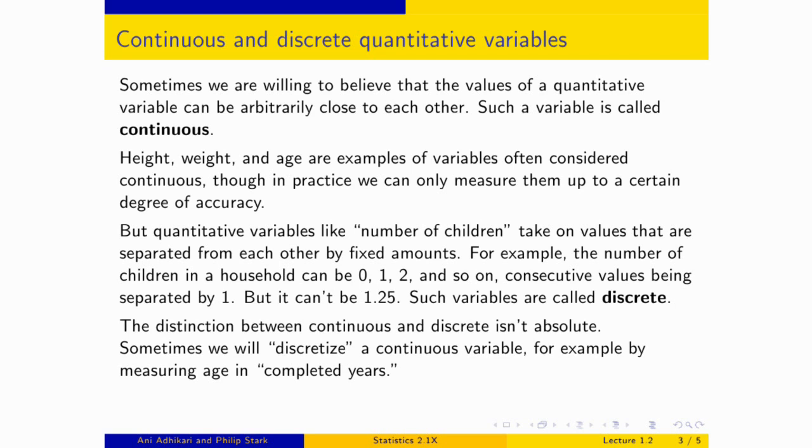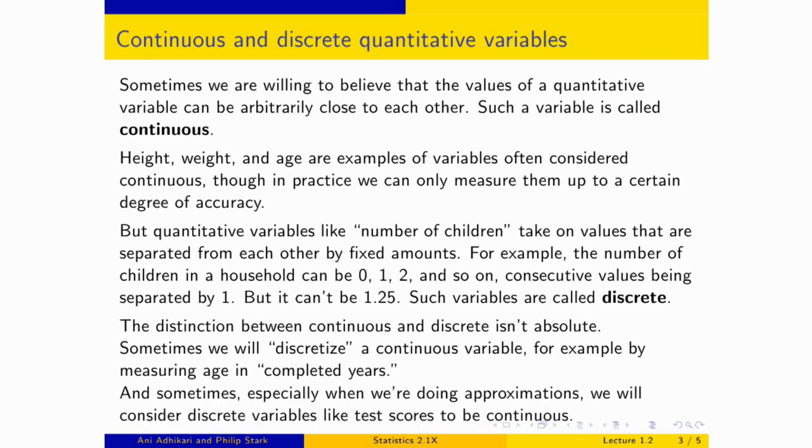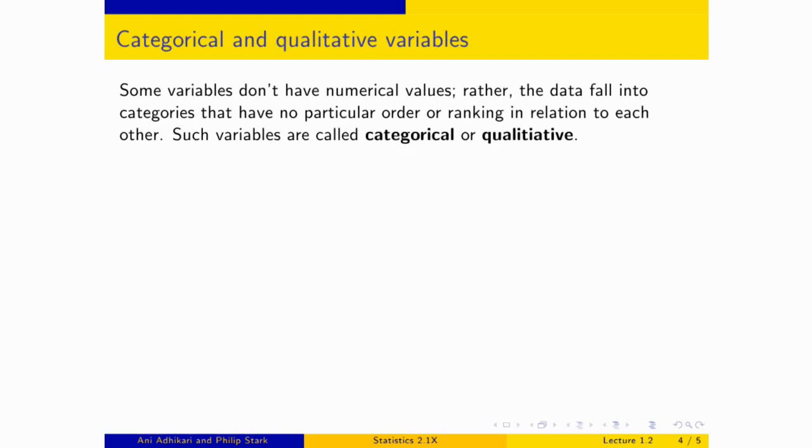And also, a little later in the course, we might take a discrete variable like a test score and consider it to be continuous when we're doing approximations like putting smooth curves over graphs of distributions. Be patient for a little while and you'll see when that happens. Now there are other kinds of variables. Some variables don't have numerical values at all. Rather, the data fall into categories that have no particular ranking relative to each other. These variables are called categorical or qualitative as opposed to quantitative.